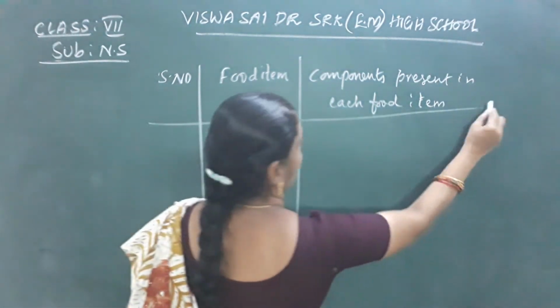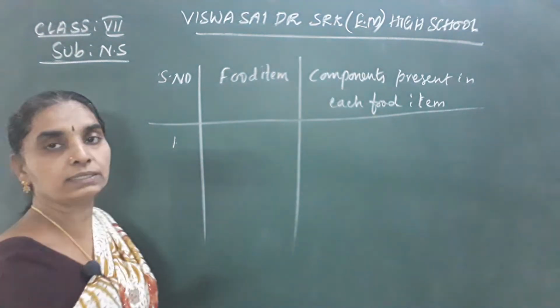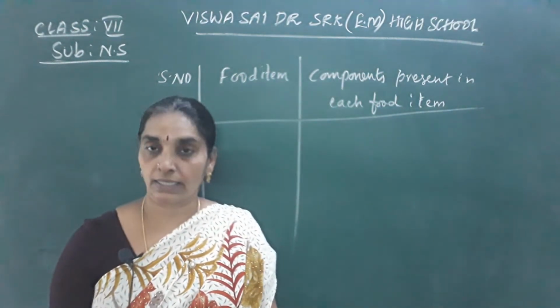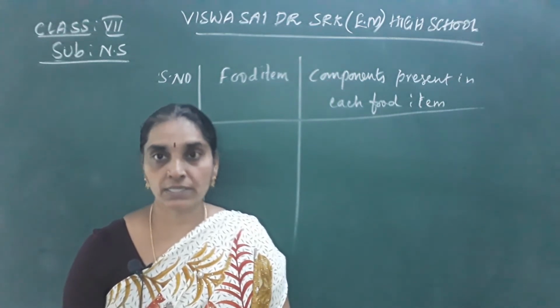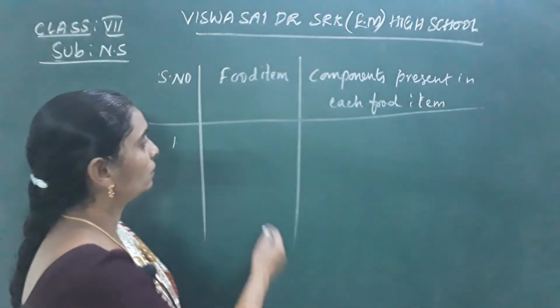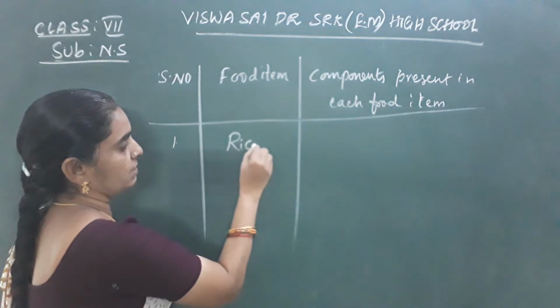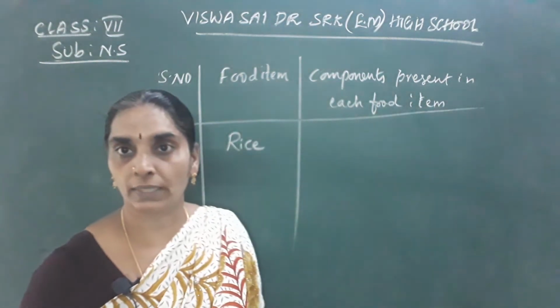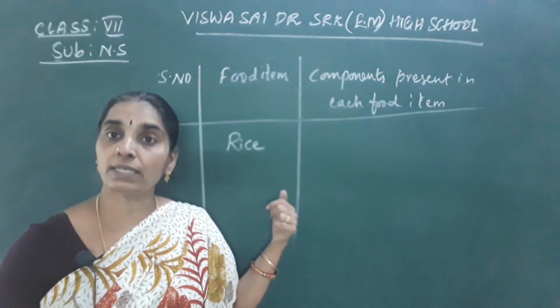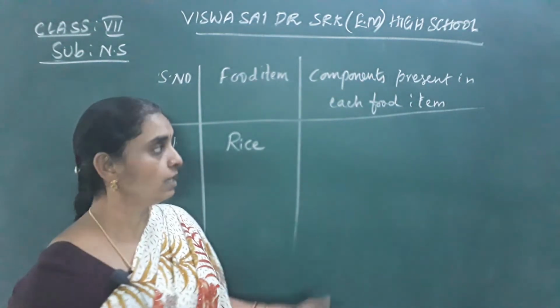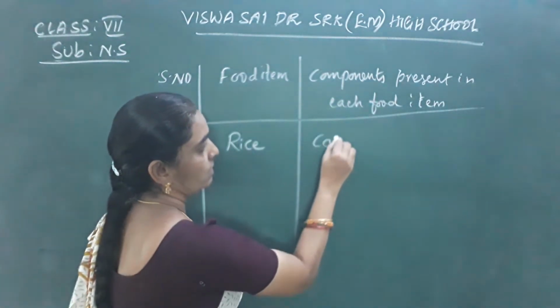The first one, for example, if you have taken, so mostly in our south, we prefer to take rice as a major cereal, isn't it? So the food item is rice in the lunch that is included by you. So it is a cereal. So what is the component that rice contains? Carbohydrate, isn't it? So you have to write carbohydrates.